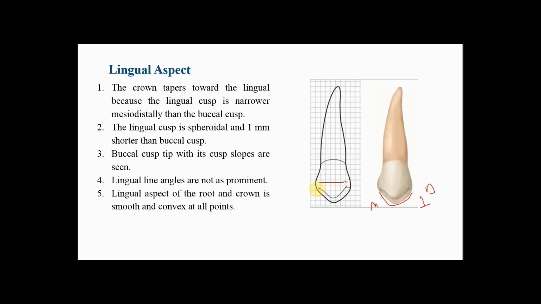The same applies for the lingual aspect of the lingual root if two roots are present, or the lingual aspect of the root if a single root is present. Also, as mentioned for the crown, all surfaces are smooth and convex at all points. In the next lecture, I will continue discussing the remaining aspects of the maxillary first premolar and also the detailed description of the maxillary second premolar.